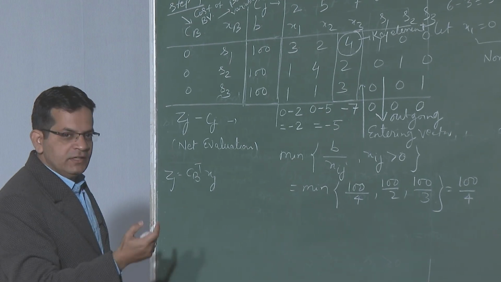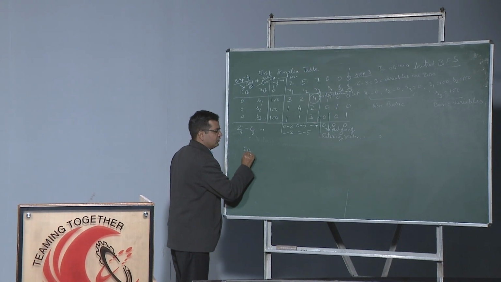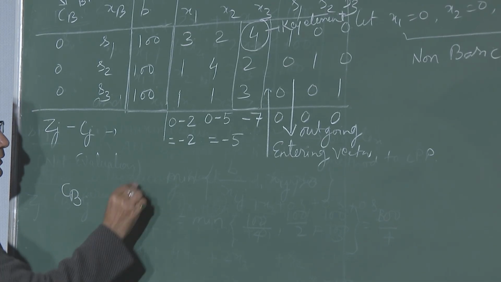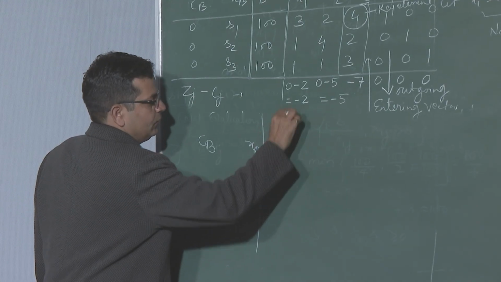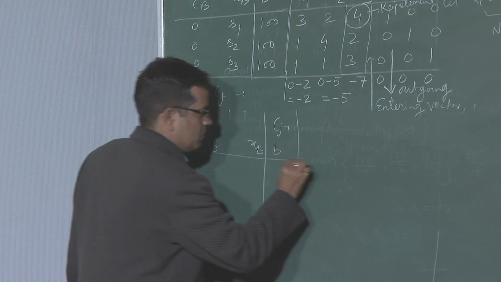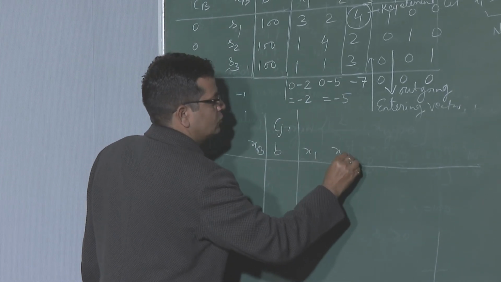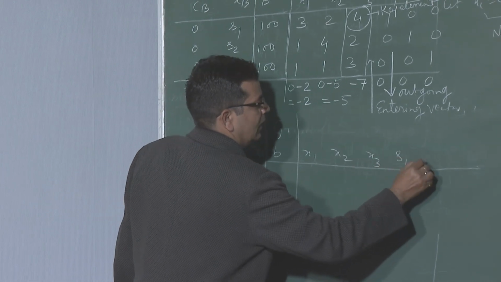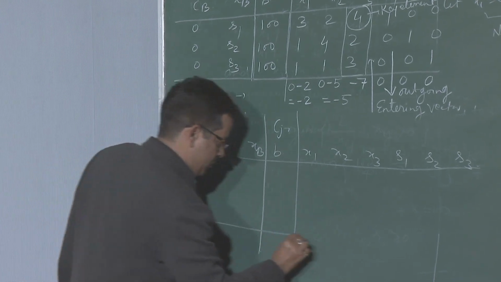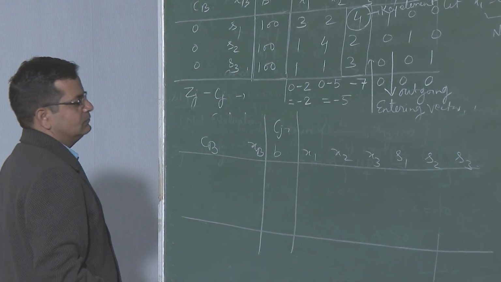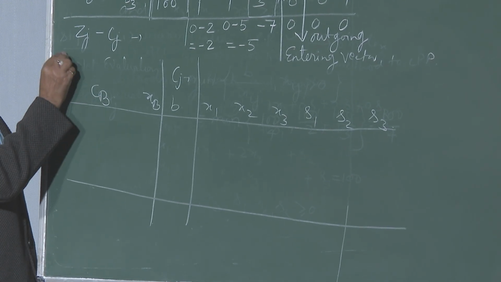Now, I am going to the next table. We will use the same format: CB, XB, B, Cj, with variables x1, x2, x3, s1, s2 and s3. Now, in the next table, it is the second table.